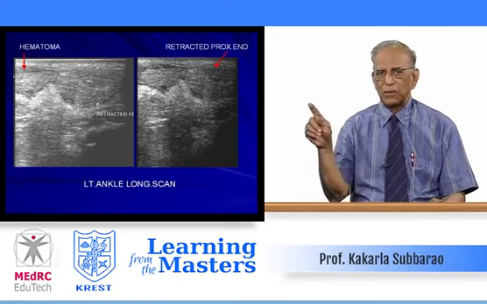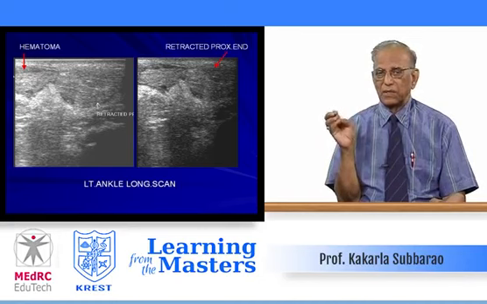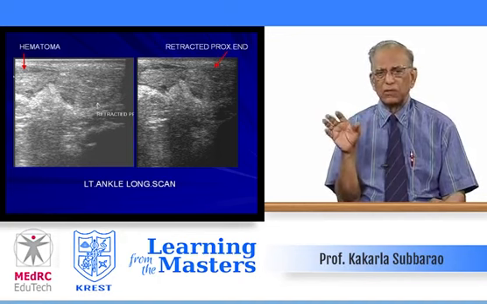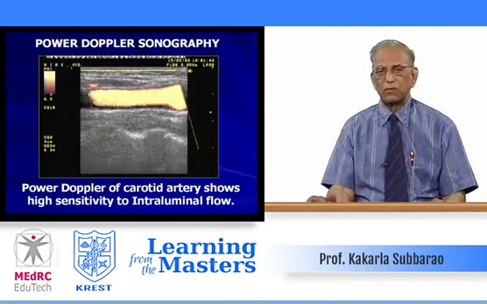And a hematoma. Hematoma, look at this. It is echogenic. That means it is a chronic hematoma. If it is an acute collection of hemorrhage or any fluid, it will be anechoic. Then sonography, power Doppler, color Doppler and power Doppler.